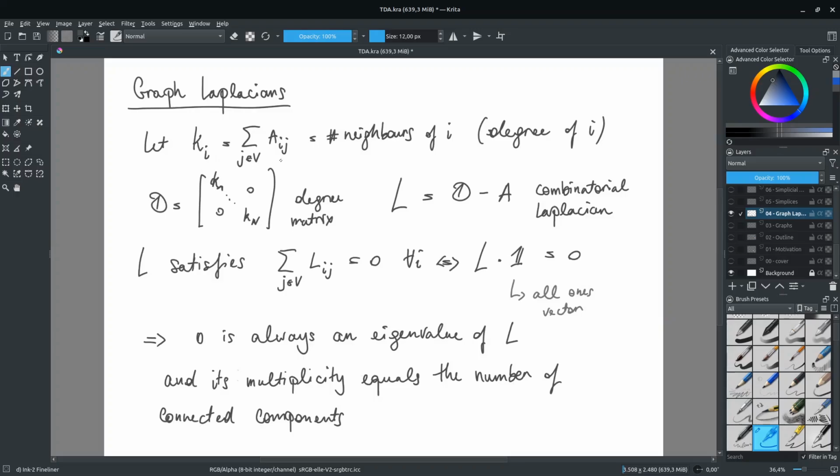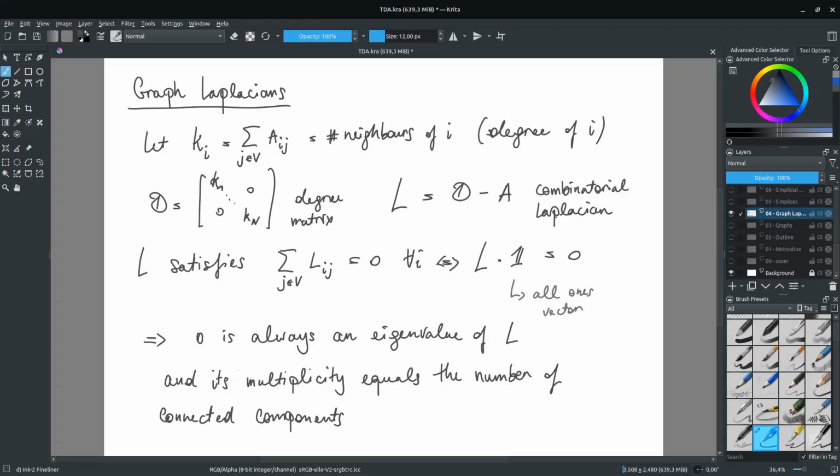If you take the sum of all the entries on a row I of the matrix A, that gives you k_i, which is the number of neighbors of node I, also called the degree of I. Now, if I put all these degrees in a diagonal matrix, and then take my Laplacian to be D minus A, I get another matrix called the combinatorial Laplacian. It's called Laplacian because it sort of looks like a discretized version of the Laplacian operator, which is a differential operator, but that's not important.